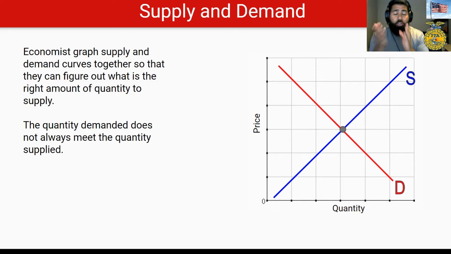That's one thing that you should at least know when graduating high school, especially if you're going to continue your education in college, because that is the basic things you'll have to know about economics, right? So economists, what they do is they graph supply and demand curves together so that they can figure out what is the right amount of supply or quantity to supply, right?